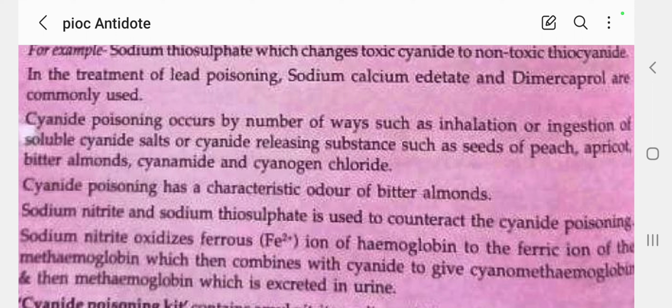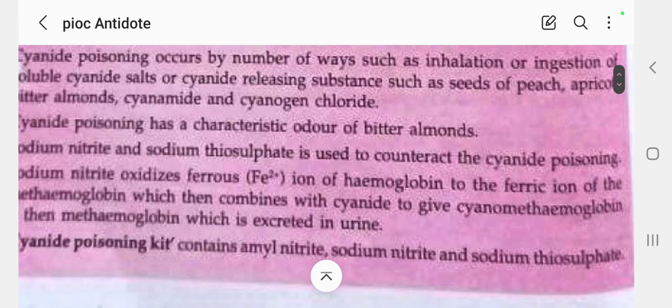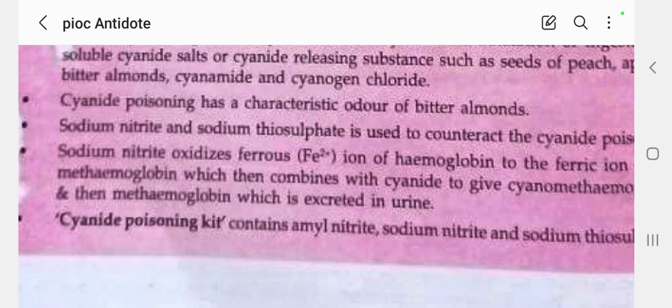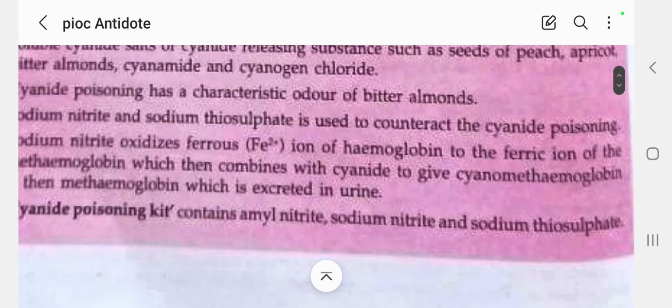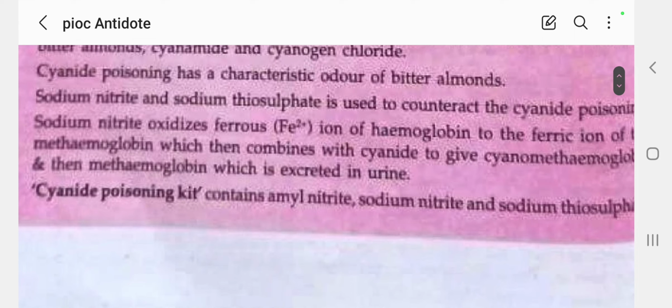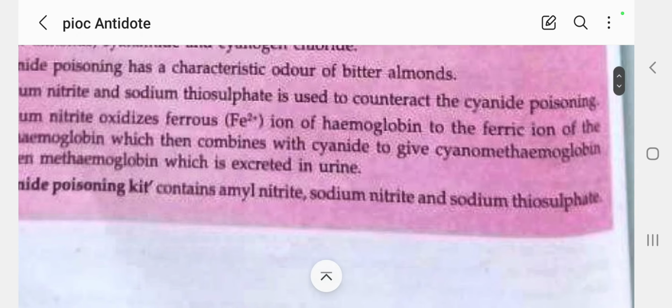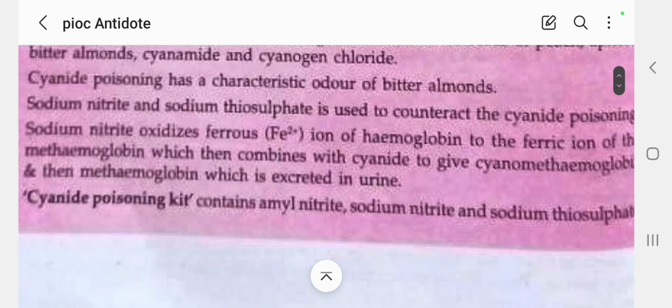Next, cyanide poisoning has a characteristic odor of bitter almond. Next, sodium nitrite and sodium thiosulfate are used to counteract the cyanide, and here sodium thiosulfate plays a dual role in the treatment of lead poisoning as well as cyanide poisoning. Then sodium nitrite oxidizes the ferrous ion of hemoglobin to the ferric form. I already discussed the physiological changes, that is how hemoglobin changes to methemoglobin.